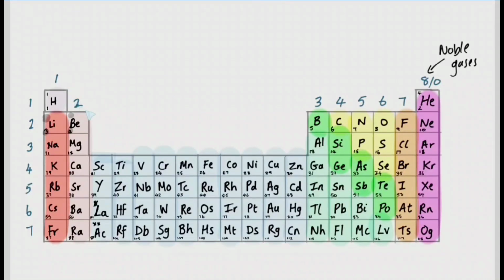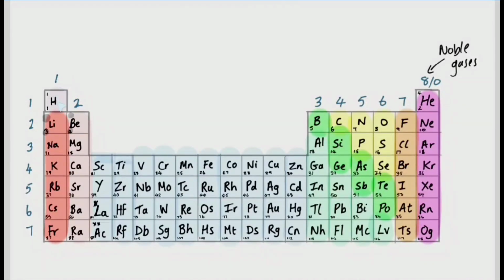Now, the rest of the elements from group 1 all the way to group 7 don't have a full outer shell of electrons. Group 1 elements will have 1 outer shell electron, group 2 elements will have 2, group 3 will have 3, and so forth. But not to worry, because something can be done about this. These elements can gain full energy levels.